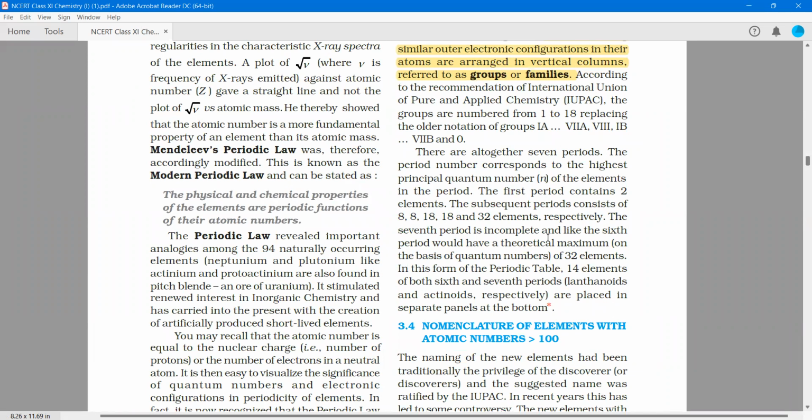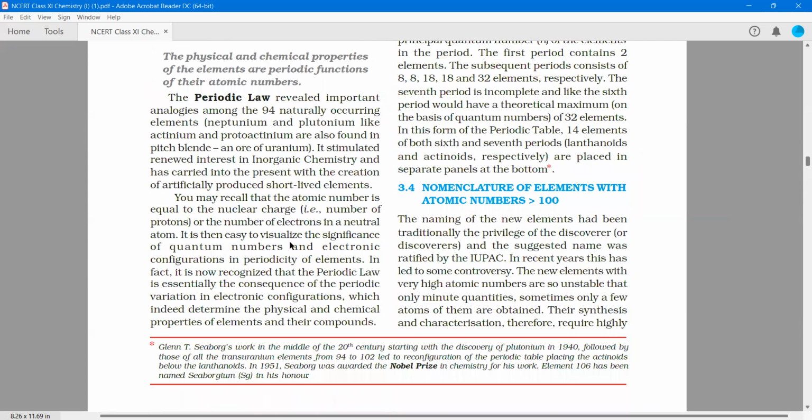The first period contains 2 elements. The subsequent periods consist of 8, 8, 18, 18 and 32 elements respectively. The 7th period is incomplete and, like the 6th period, would have a theoretical maximum of 32 elements on the basis of quantum numbers. In this form of periodic table, 14 elements of both the 6th and 7th periods, that is the lanthanoids and actinoids respectively, are placed in separate panels at the bottom.